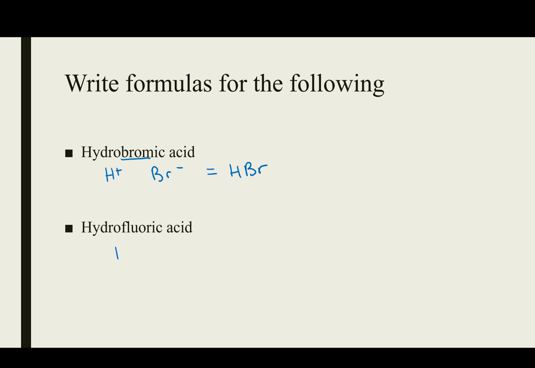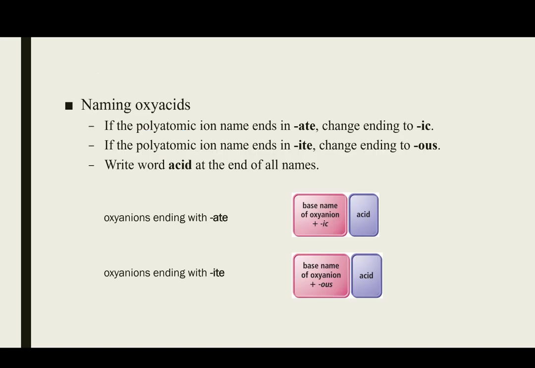Hydrofluoric acid. So hydrogen, always because it's an acid, and then fluoric tells me my anion is fluorine. So it's just HF. The second type of acid is called an oxyacid.